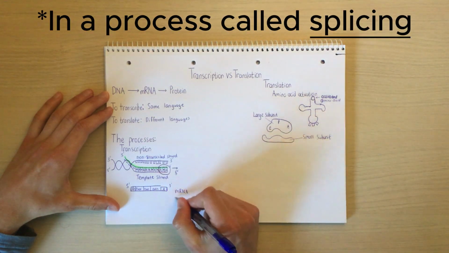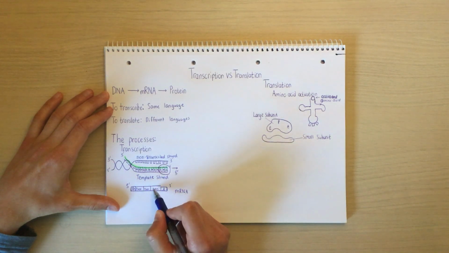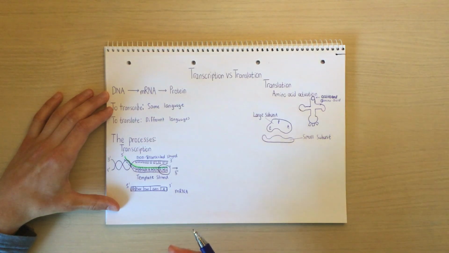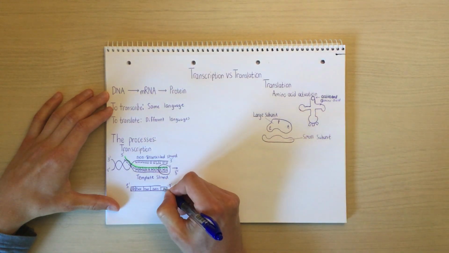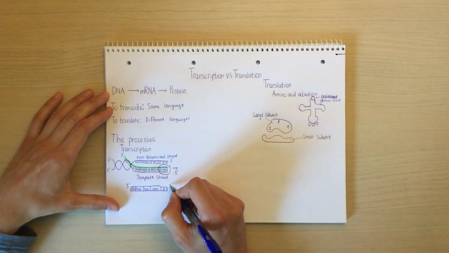So our final mRNA will have a guanine cap, so one guanine nucleotide at the 5' end, exons, which will code for a polypeptide, and then an adenine tail of about 100 or so adenine nucleotides at the 3' end.